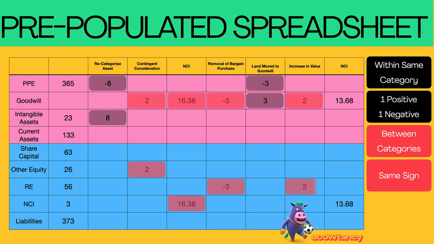But it's just a little check for you. You know if you're moving between categories, it's always the same sign. If you're moving within the same category, you want 1 positive and 1 negative.